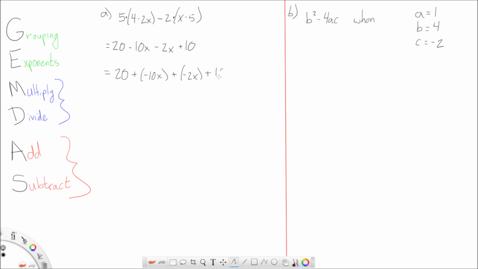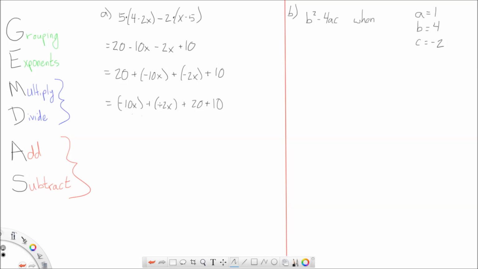Of course, we still have this plus 10. But now that I have everything written in terms of addition, so 20 plus that, plus that, plus that, addition is commutative, so I can move things around all I want since there's only addition here. So I'm going to move this 20 back here. Alright, now I have negative 10x plus negative 2x plus 20 plus 10.